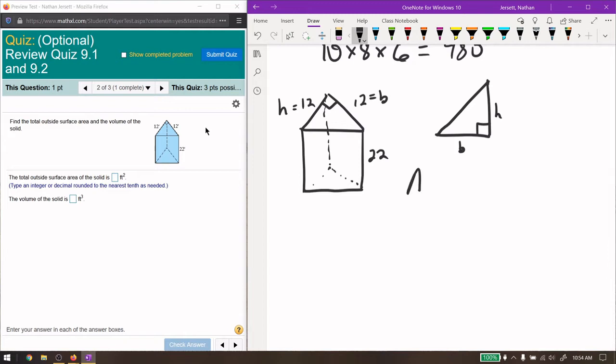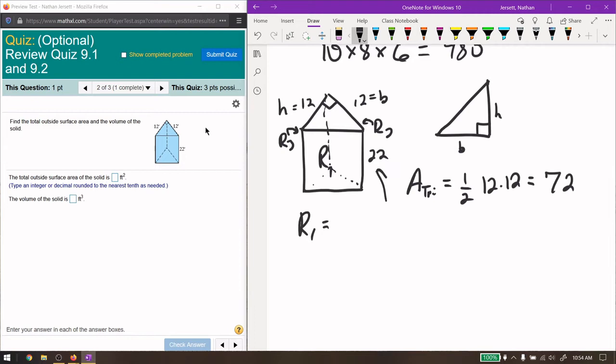Okay, so the area of the triangle is 1/2 base times height. 1/2 of 144, which should be 72. Right, and there's 2 of them, of course. Now we need to look at the dimensions of the rectangles on each of the sides. So we have rectangle 1, rectangle 2 is on this side, and rectangle 3 is on this side. So rectangle 1 has 22 as this length here. We need to figure out what this length is. We don't know what that is.